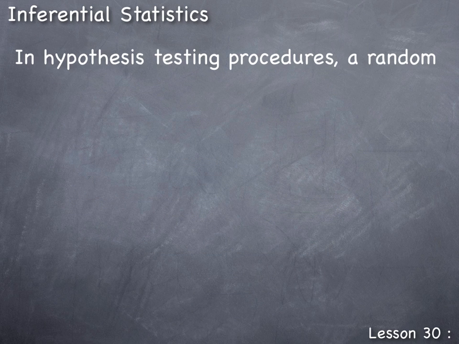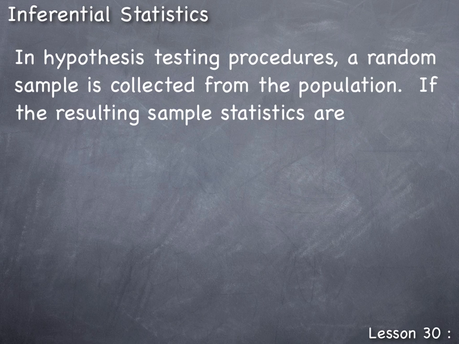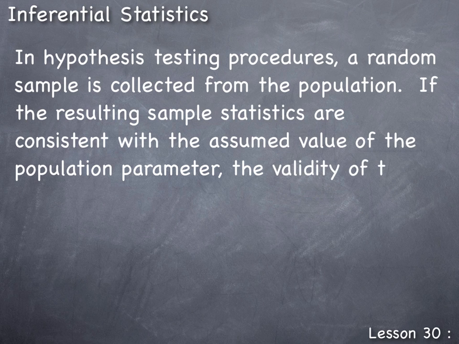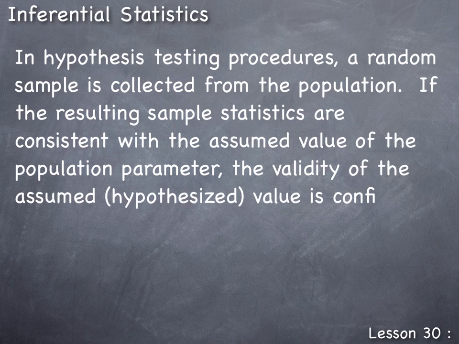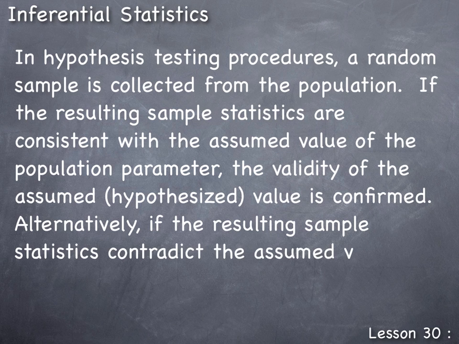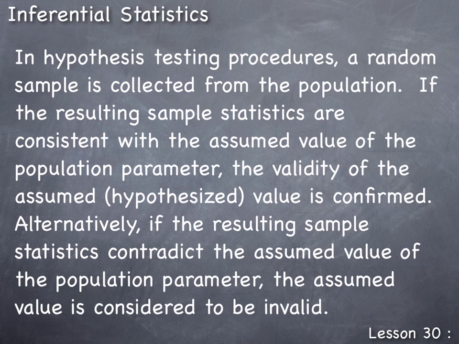In hypothesis testing procedures, a random sample is collected from the population. If the resulting sample statistics are consistent with the assumed value of the population parameter, the validity of the assumed or hypothesized value is confirmed. Alternatively, if the resulting sample statistics contradict the assumed value of the population parameter, the assumed value is considered to be invalid.